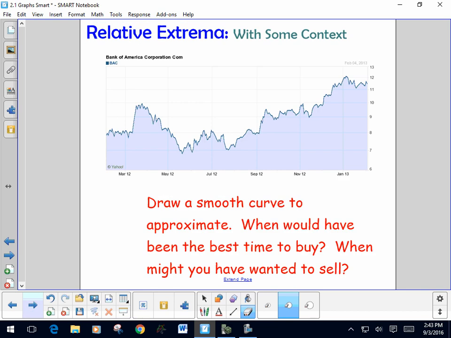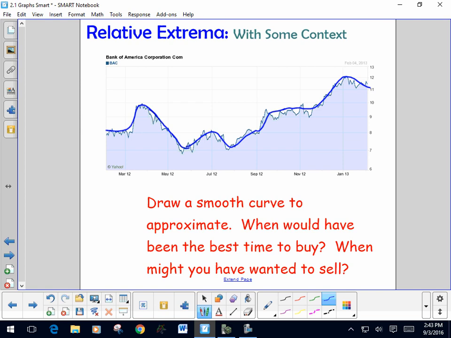Here's a little bit of context for relative mins and maxes. This is showing the price of Bank of America stock over time. So starting in March 2012, it went up in price and then came down during the summer. It had a little peak in July, and then it continued to grow into September and October and November, and then by January it was up pretty high.